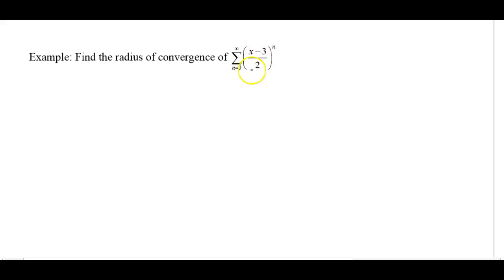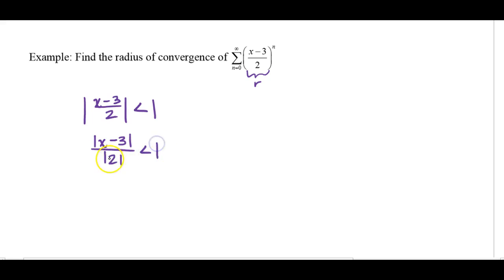So in other words, the only way this thing can converge is if r, so this whole quantity here is r, if the absolute value of r is less than 1. So I'm going to take the absolute value of (x minus 3) over 2 and solve for what x values allow this quantity to be less than 1. So properties of absolute values tell me I can take the absolute value of the top over the absolute value of the bottom. Well, the absolute value of 2 is 2, so this is really |x minus 3| over 2. That has to be less than 1.